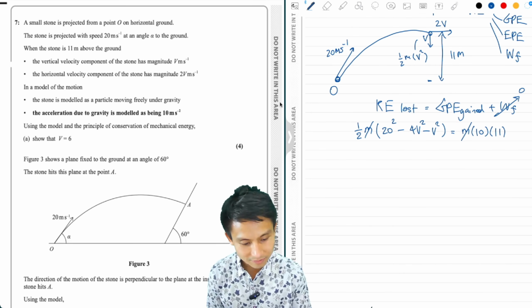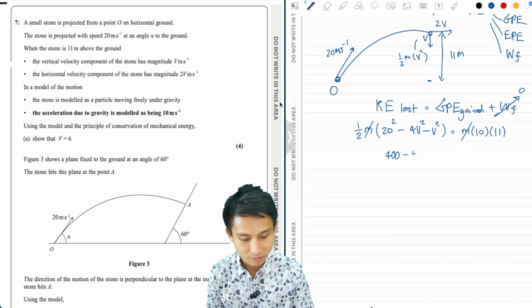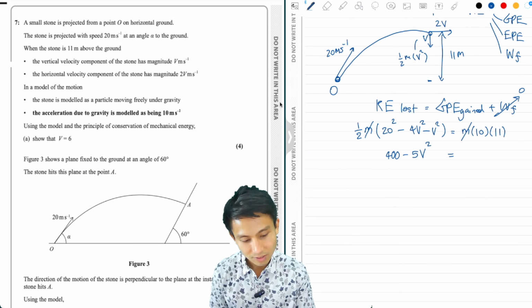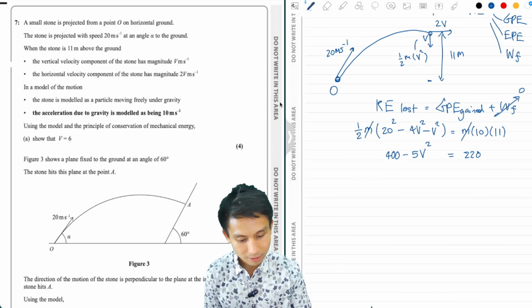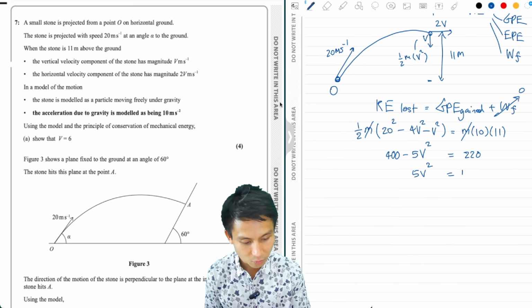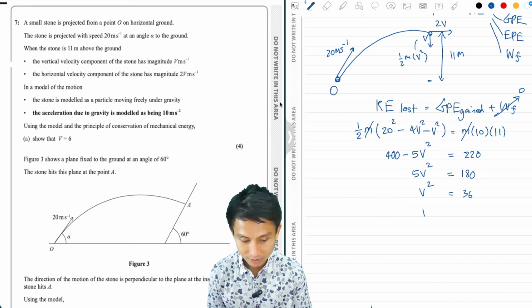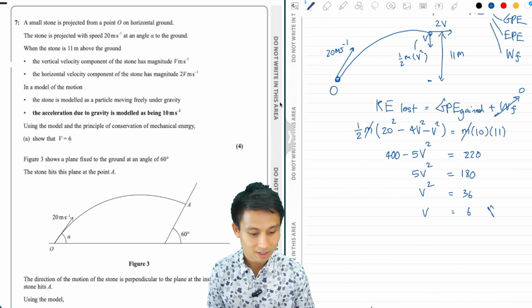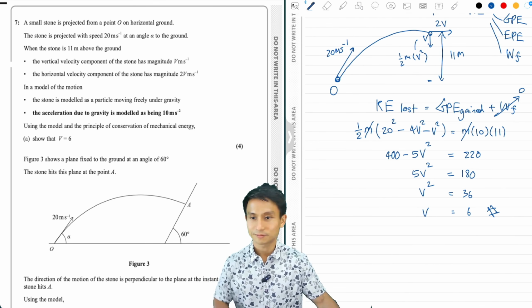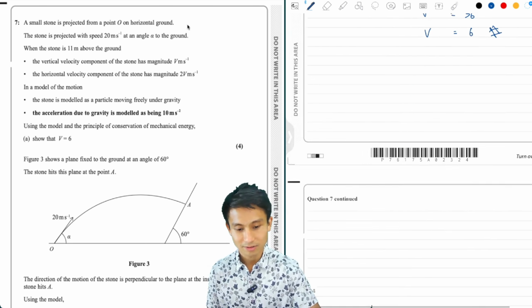So we have here, we move the 2 to the other side, and here we simplify: 400 minus 5V squared equals, that's 220, right? Yep. So 5V squared equals 180. So V squared equals 36. So V equals 6. Plus or minus 6, but we talk about speed here, so it should be 6 as required, right? So that's part A done.